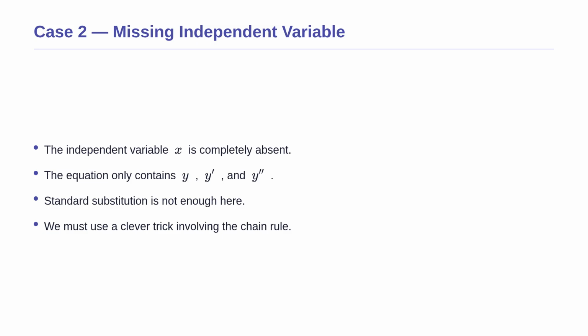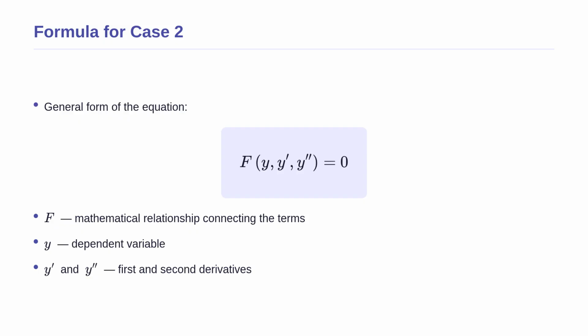Because the input variable is missing, we cannot use the standard derivative substitution we just learned. Instead, we must rely on a clever trick involving the chain rule from calculus to bridge the gap between the variables we have and the variables we want. Let us look at the mathematical structure for this second case.